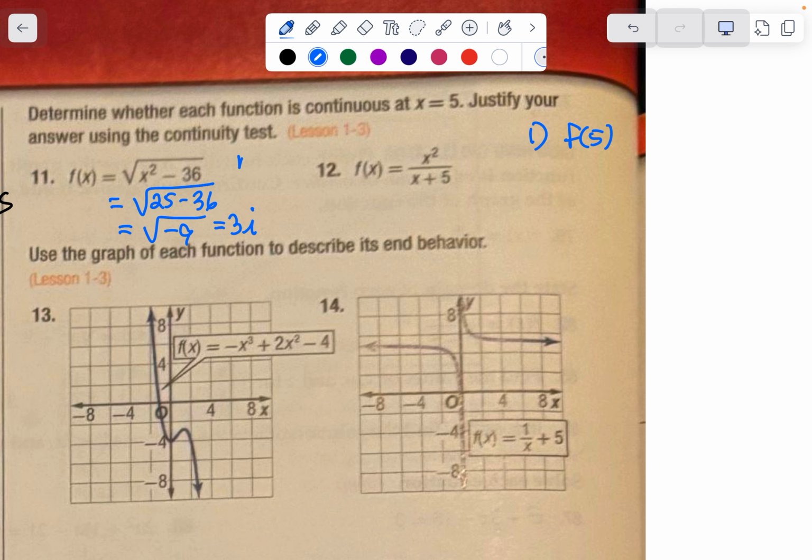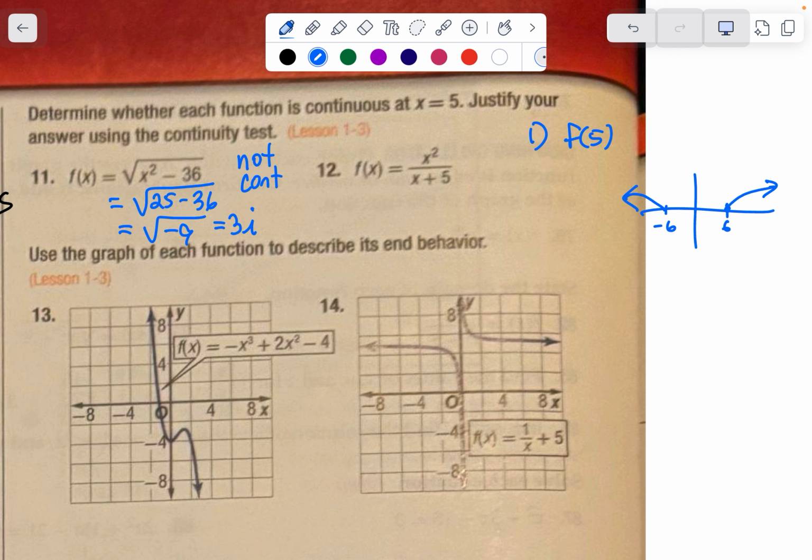Now, what's interesting, if we look at the graph of this thing, I think, just off the top of my head, this has like 2 little wings, and there's nothing at 5. So how can it be continuous at 5? Because there's nothing there, okay? So looking at the graph is helpful as well.